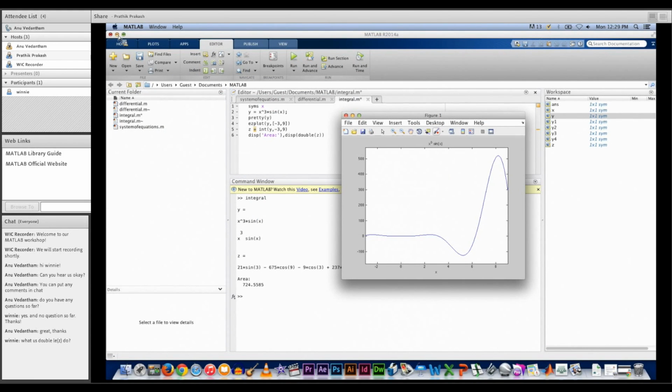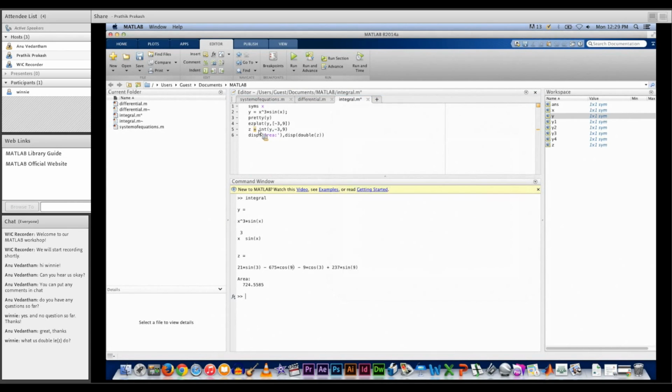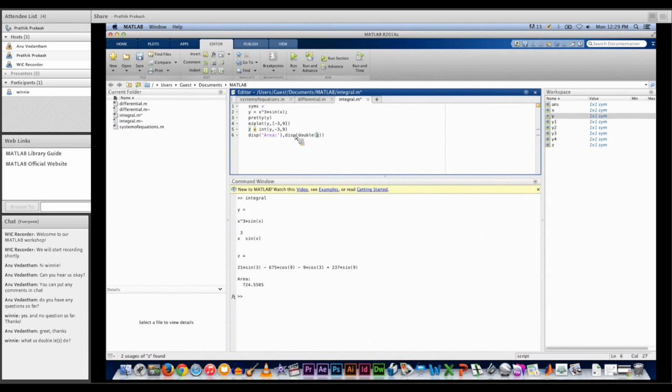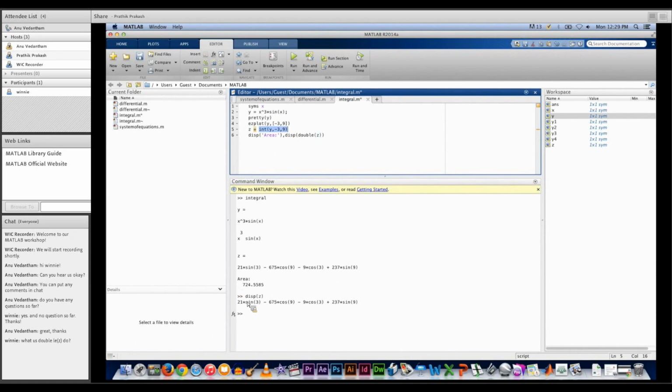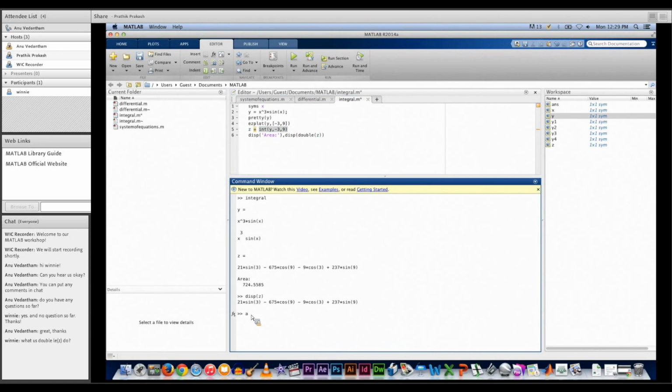So Winnie has a question. What does double of Z do? When you did the area display double of Z, what did that accomplish in the last line? I see. Let's see what happens if we don't type double. Double basically limits the answer being printed to a presentable form. If we type display of Z, it prints this thing, and A will have that particular value.